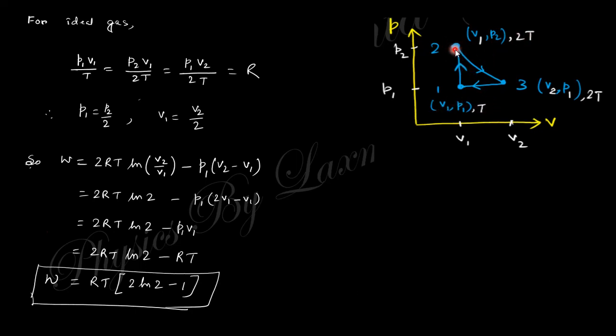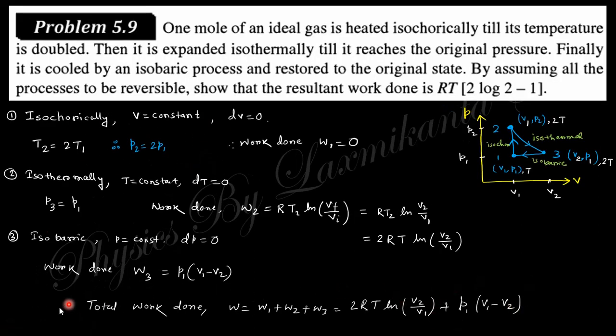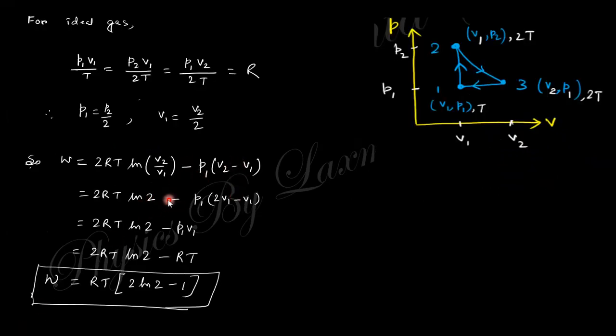Here the temperature is double, P2 V2 by 2T, and it is isothermal, so the temperature will be the same here. So P1 V2 by 2T, because you can see the pressure P1 is also P1, and this is also V1 V1. So from here you will get these two expressions, and if you put this V1 expression in, you can see V2 by V1 equals 2 and V2 equals 2 V1. So finally you will get P1 V1, which can be replaced as RT, and if you take common, this will be the work done in this process.